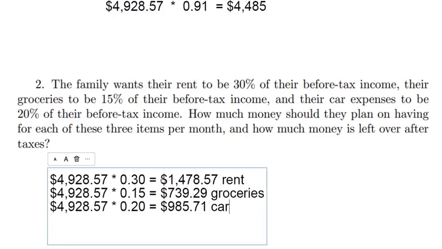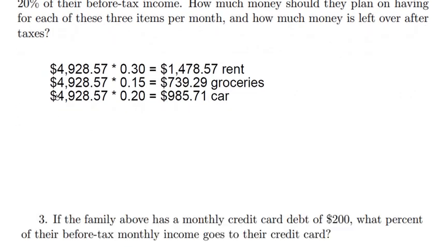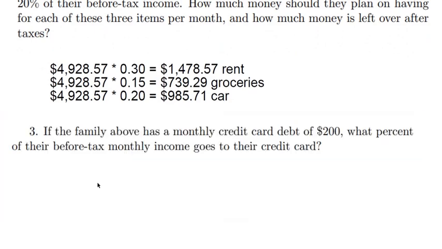So they want to budget about $1,500 for their mortgage or their rent, $739, so roughly $740 a week for groceries and food in general, and about $986 for their car. So they can use that if they need to go car shopping. Keep a healthy percentage in mind.